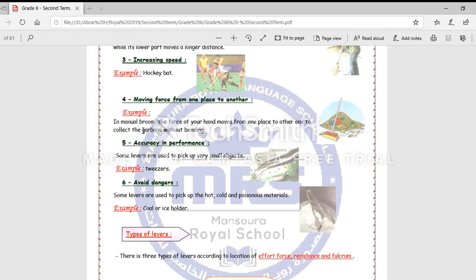Number 4, moving force from one place to another. Example, in the manual broom, the force of your hand moves from one place to another to collect the garbage without bending. So it helps us to move force from one place to another.